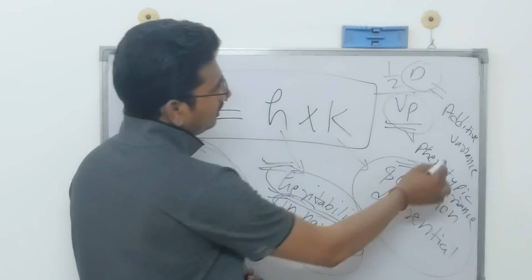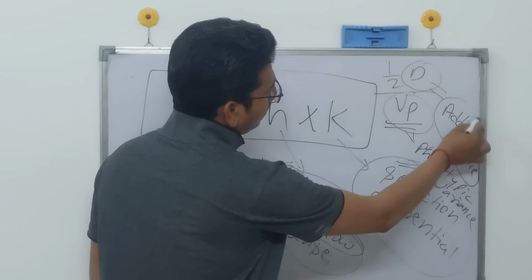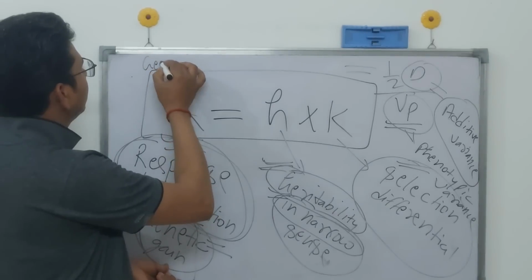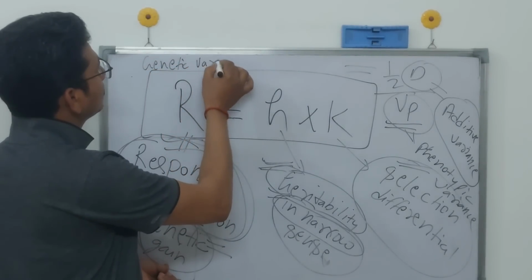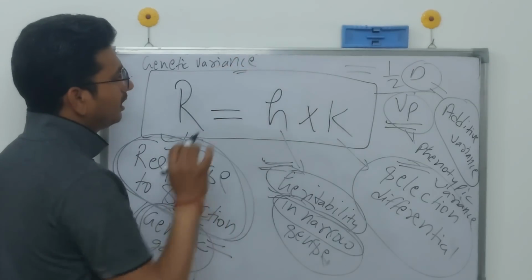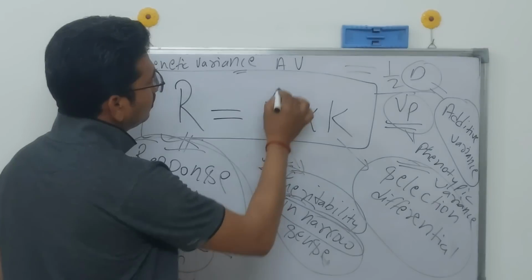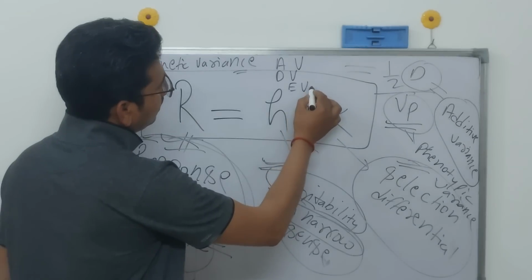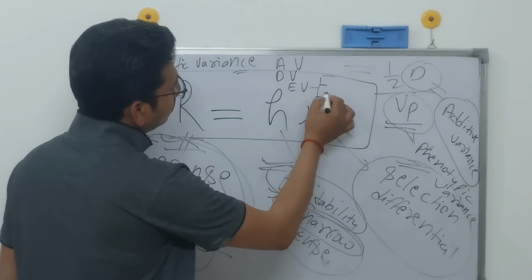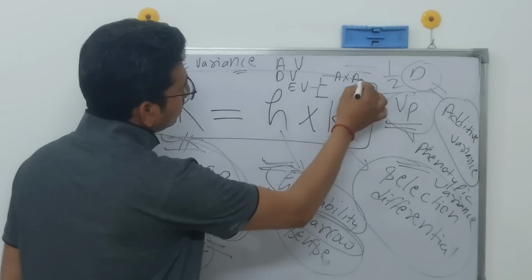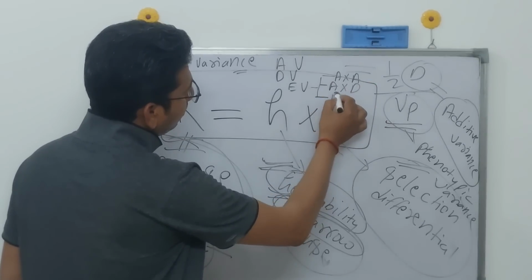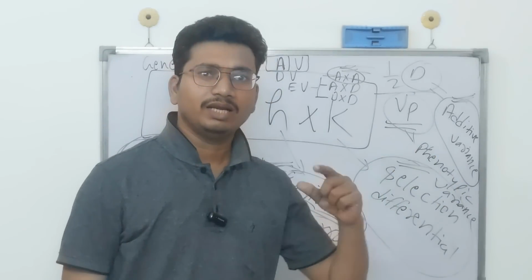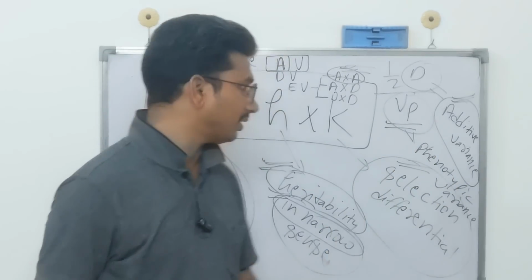We all know that additive variance is a component of genetic variance. Genetic variance has three components: additive variance, dominance variance, and epistatic variance. And epistatic variance can be further divided into three parts: additive into additive variance, additive into dominance variance, and dominance into dominance variance. Additive variance is always heritable and fixable in nature.